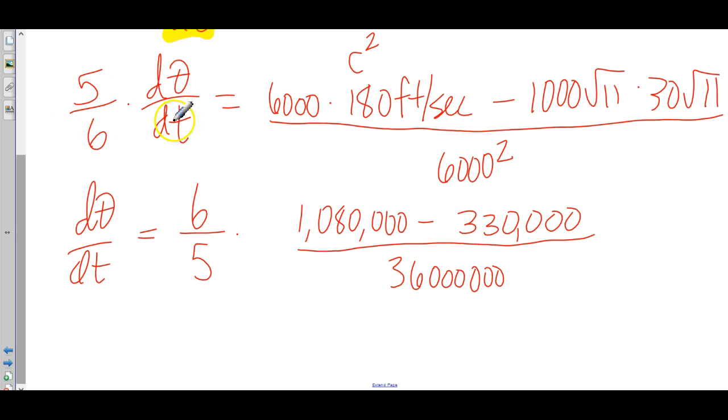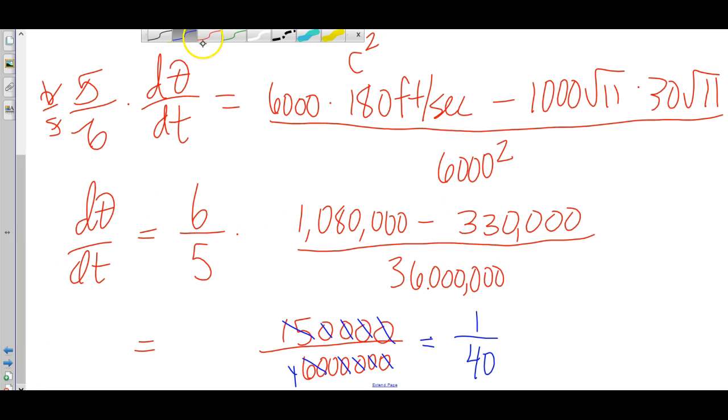To isolate this d theta dt, I multiply both sides by 6/5. Think about that. That would cancel everything there and leave you d theta dt. So that's where this 6/5 came from. And then these two multiply to 1,080,000. These two expressions multiply to just 330,000. I subtract those two and put them over 6,000 squared, which is 36 million. And then I just simplify. So we get 1 over 40, and these are radians per unit of time, which in this case was seconds. So 1/40th of a radian every second.